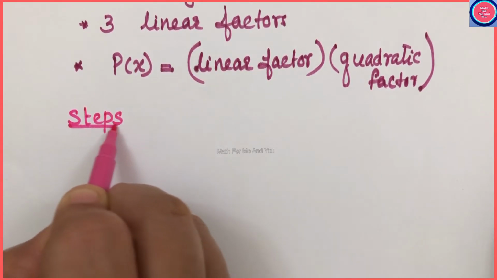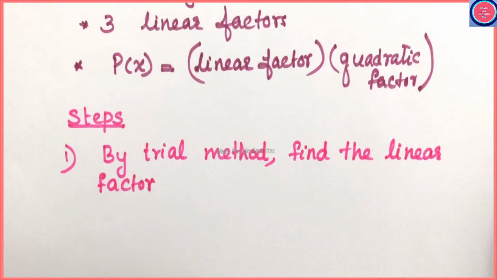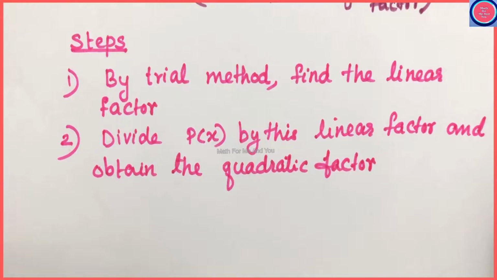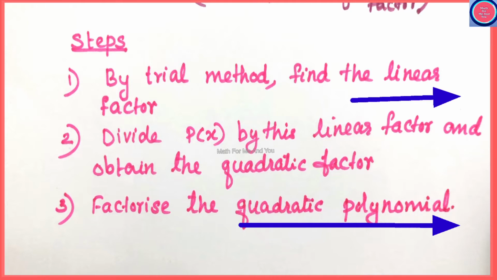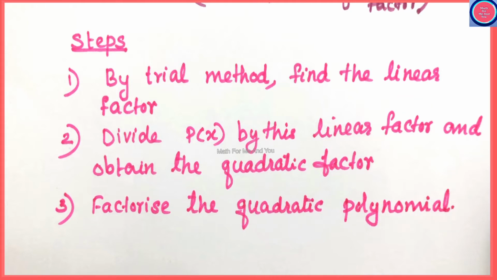First, step number 1, by trial method find the linear factor. Step number 2, divide p of x by this linear factor and obtain the quadratic factor. And step number 3, factorize the quadratic factor. So from the quadratic factor we will get 2 linear factors, and by trial method we will get 1 linear factor. Altogether 3 linear factors will be ready.